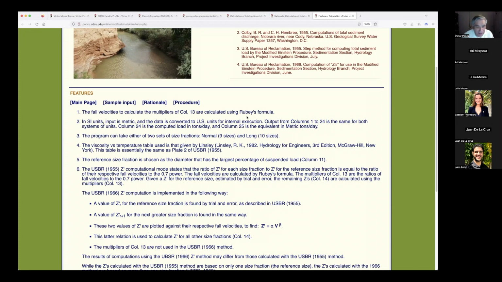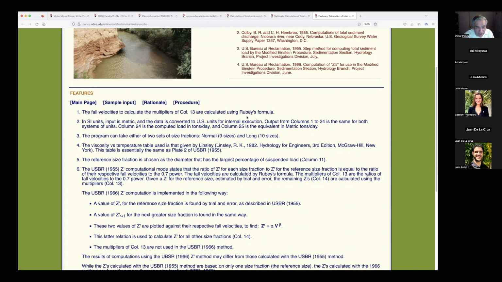Okay. The program can take either of two sets of size fractions, normal 9 sizes and long 10 sizes. We did that in order to follow the procedure and the data that had originated by Hobie and Henry.